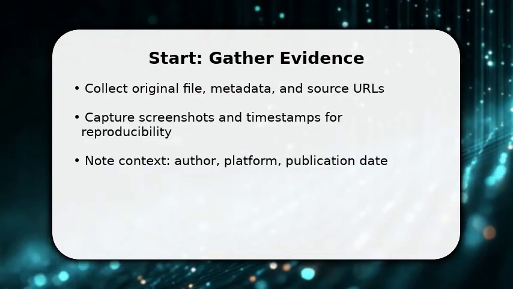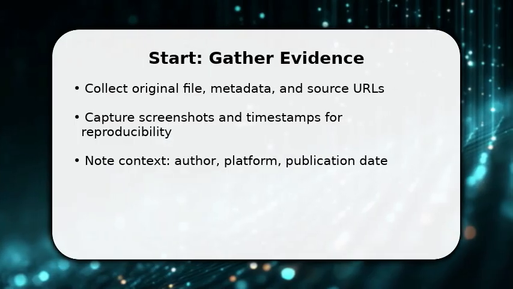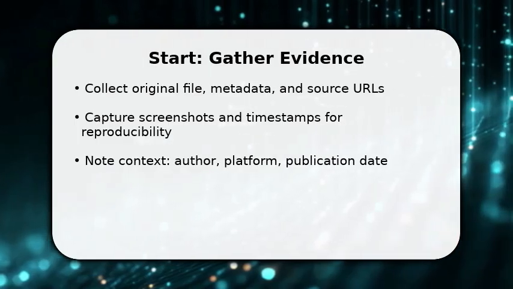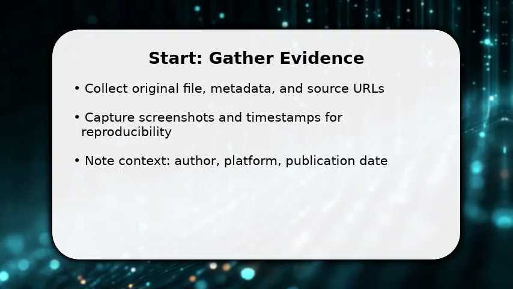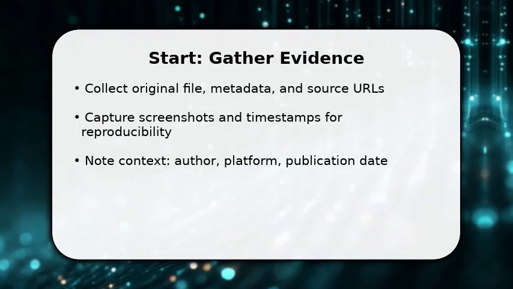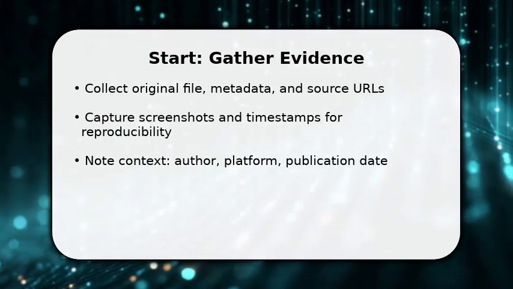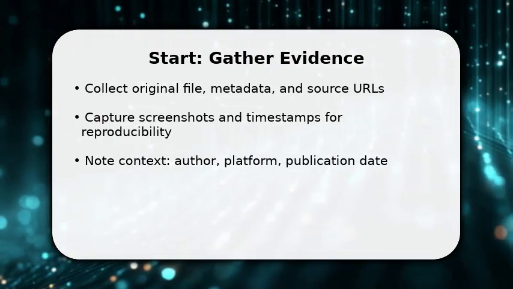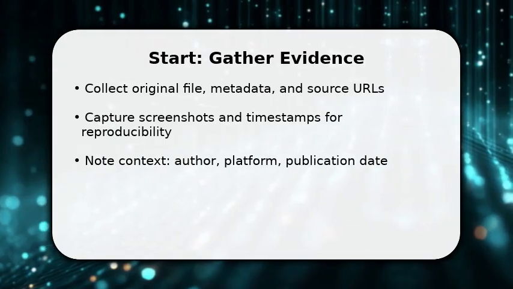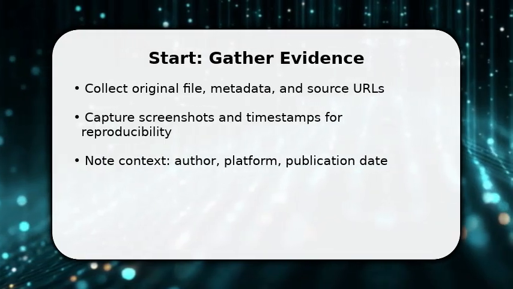You start by gathering evidence so you can test content without assumptions. First, save the original file and copy the source URL. This preserves provenance and timestamps. Next, extract metadata and take screenshots to document visual layout. Make sure to record the claimed author and publication context because motive and platform patterns matter.